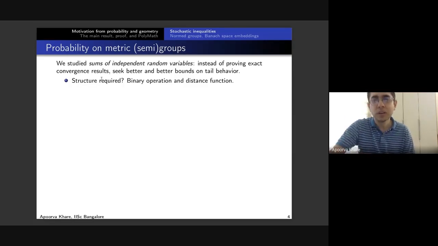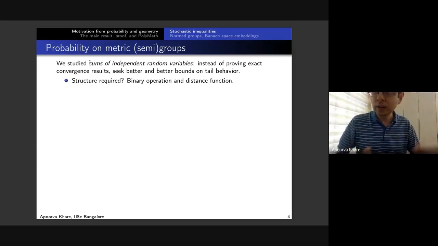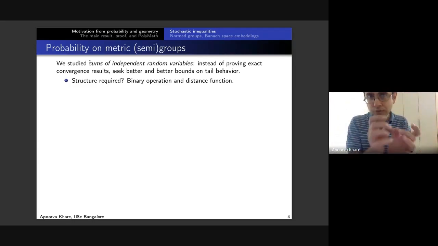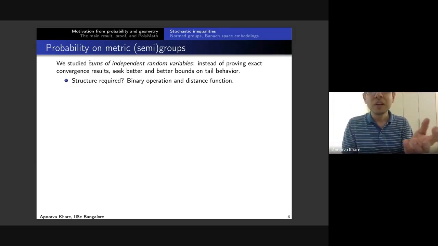You try to prove some kind of estimates on the tail behavior. Anyway, whatever that is, the key is that you want to talk about convergence and sums of independent variables. And for sums, you just need to perform addition, or not even addition. You don't need the fact that I want to sum them in a particular order. So I don't want addition to be commutative. So really multiplication in the group. But you see, I don't even need the inverse. I don't even need the identity. I just need to multiply two elements in the group.